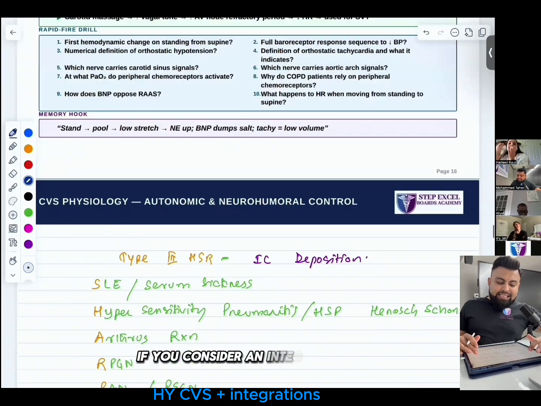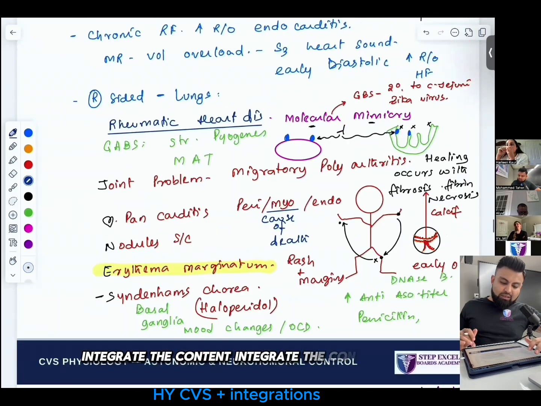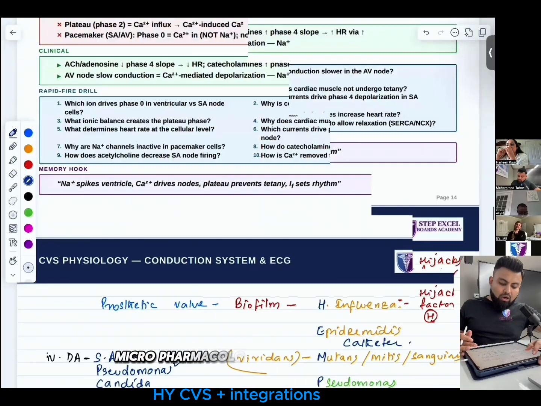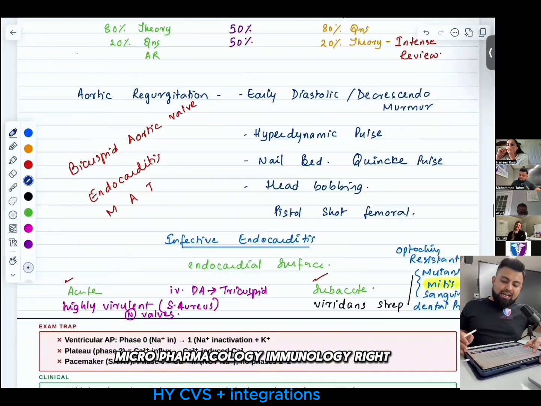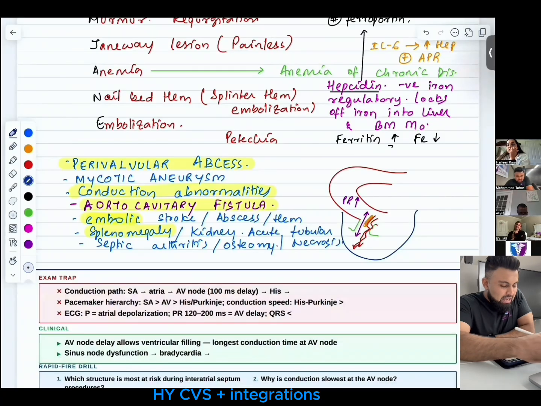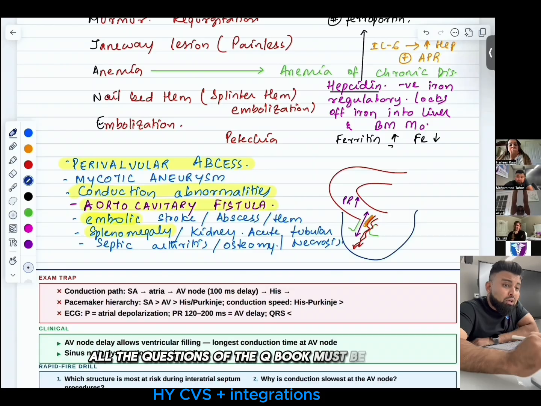If you consider and integrate, guys, don't just study in isolation. Integrate the content. Connect the dots. Microbiology, pharmacology, immunology, all these segments, you must be in a position to connect. All right, guys, I will take leave. Remaining all the questions of the Q book must be solved.